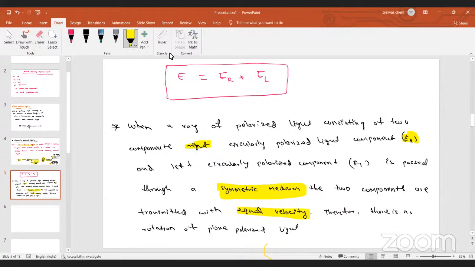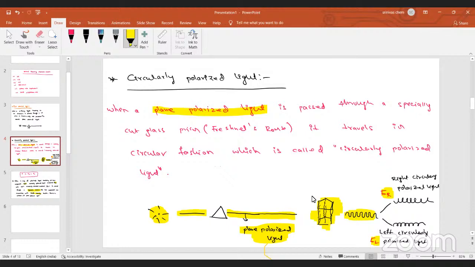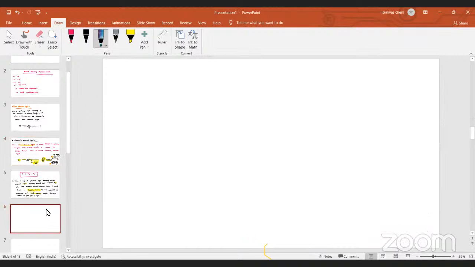So listen once again. When a ray of polarized light consists of two components, one is ER, that is right circularly polarized light, and second one EL, left circularly polarized light. These two components pass through a symmetric medium. So these two components are transmitted with equal velocity. Show in diagram.